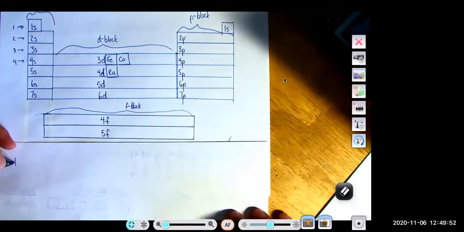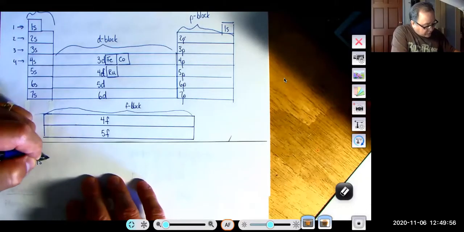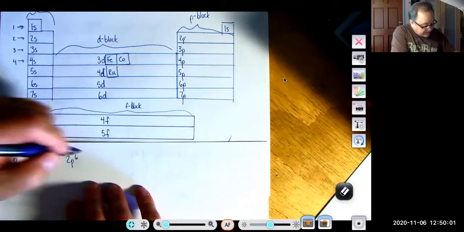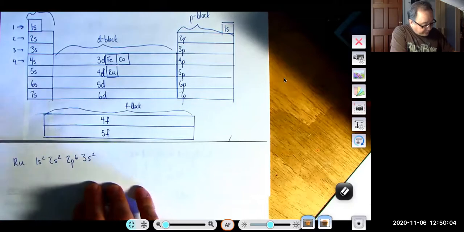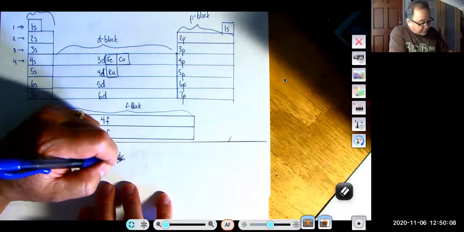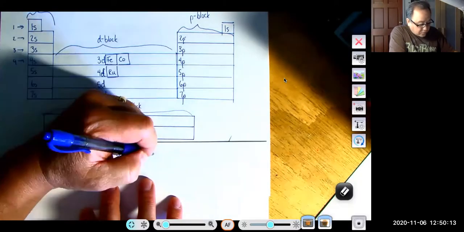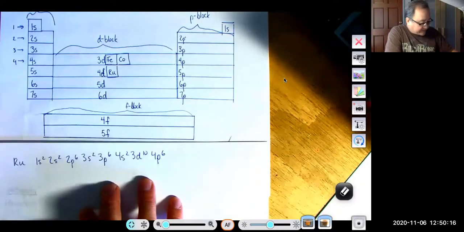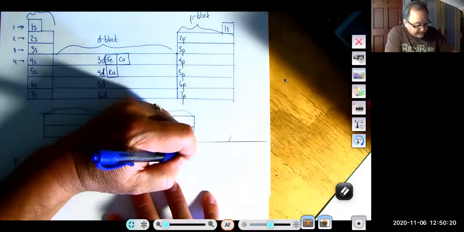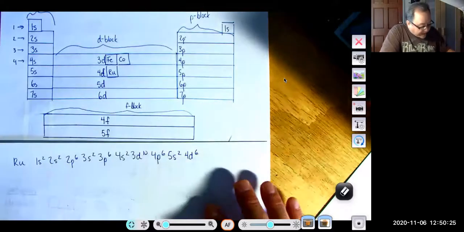Okay, so for ruthenium, you would read 1s2, 2s2, 2p6, 3s2, 3p6, 4s2, 3d10, 4p6, 5s2, and 4d6. Now, that's before we rearrange it.